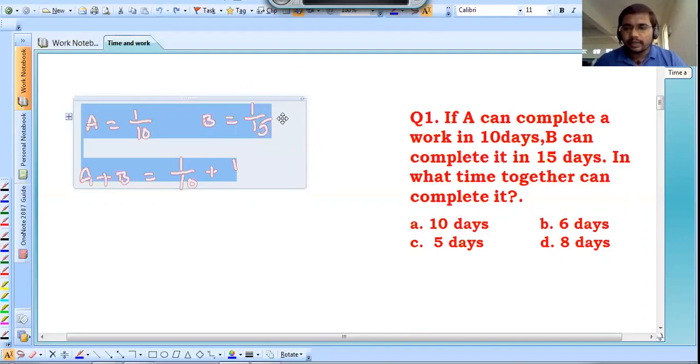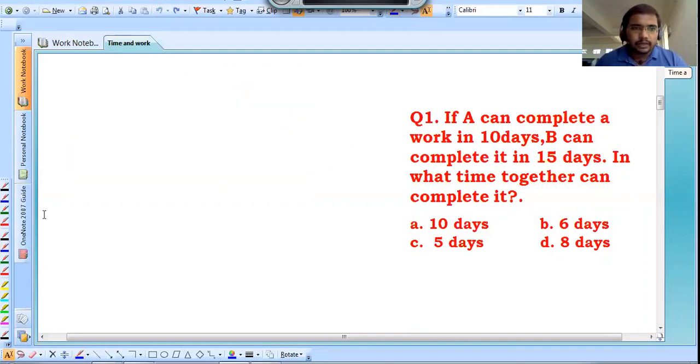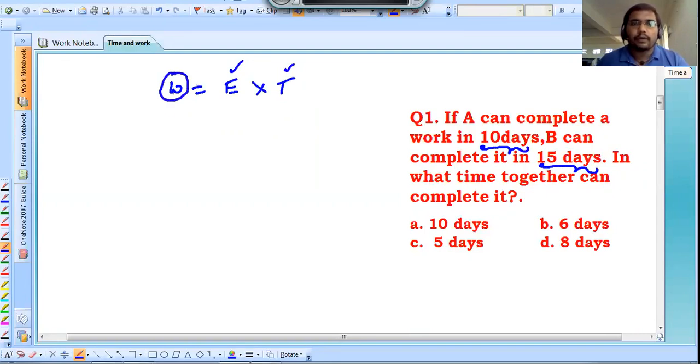So here, friends, work is equal to efficiency into time. What is time? Time means the value which is given to you in your questions. A will complete a work in 10 days, B will complete a work in 15 days, like this. So time is this one. Efficiency, 1 day work, is called efficiency. But how will we find work?